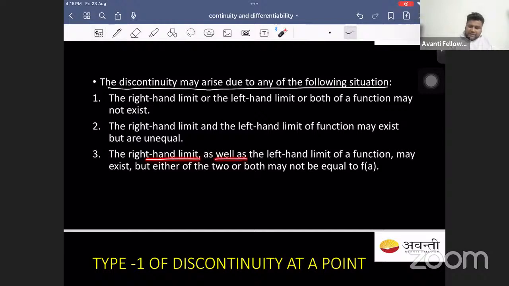The right hand limit as well as the left hand limit of the function may exist, but either of the two or both may not be equal to f of a. That simply means the left hand and right hand limits are both existing, but either they are not equal, or if they are equal, they are not equal to the value of the function at that point. So in any of these cases, continuity won't exist. The function will not be continuous.